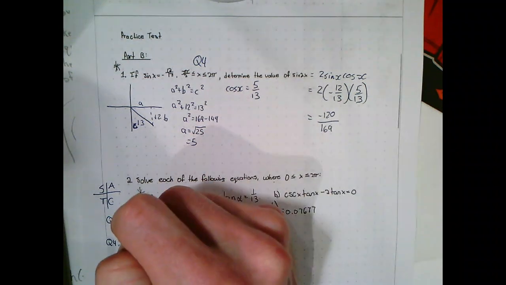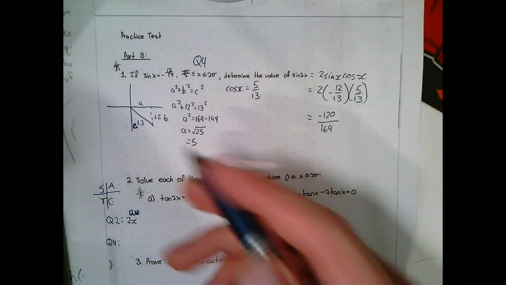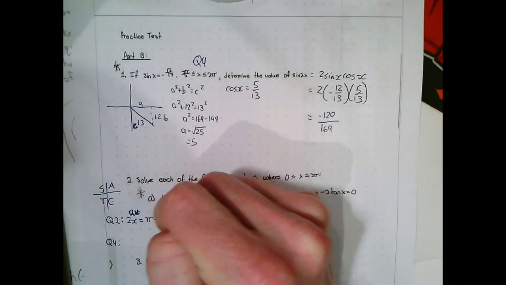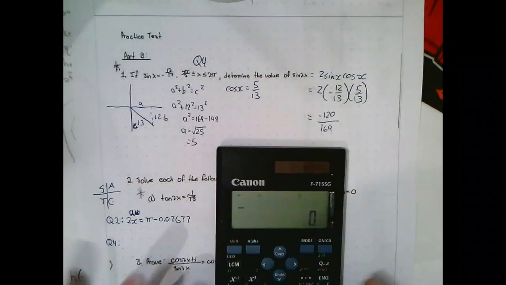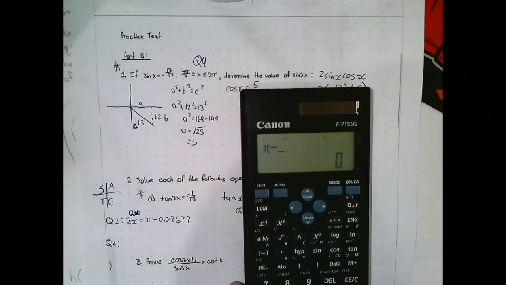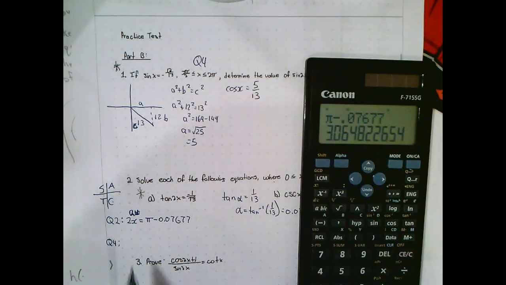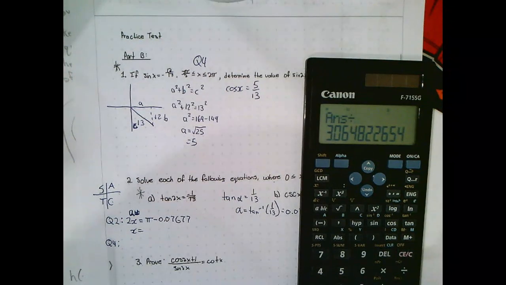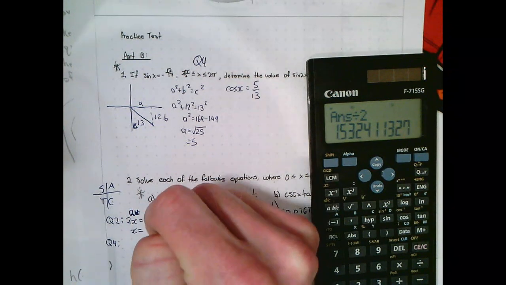So quadrant 2, 2x, right, because that's what it actually is, is going to be equal to pi minus that quadrant 1 answer, 0.07677, right? So we get pi minus 0.07677 is equal to that number. And then we're going to divide it by 2 to find x. So x will be equal to, divide that by 2, 1.53. There's one of our answers, 1.53.